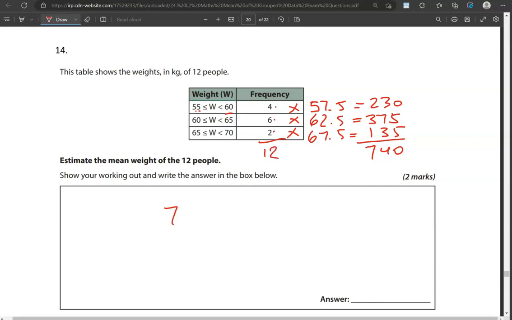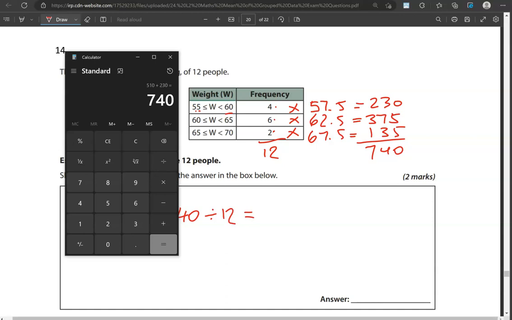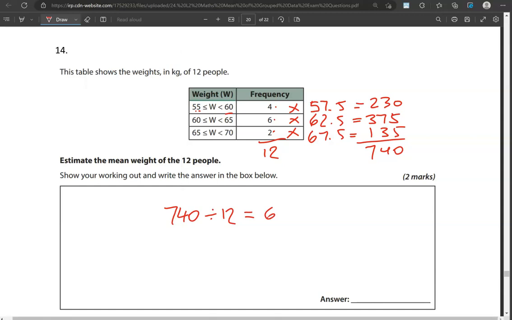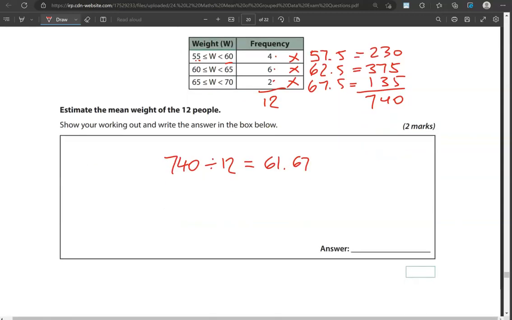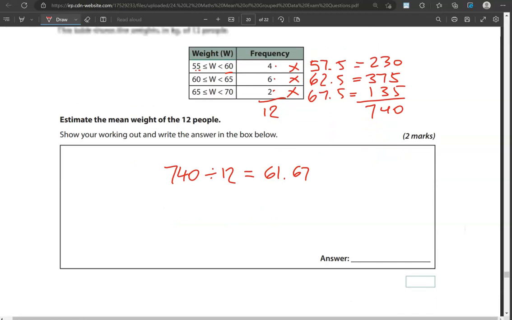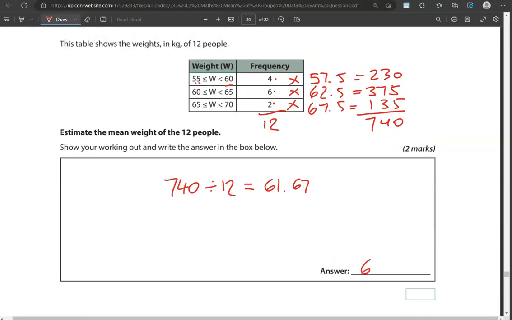So 740 divided by 12 gives us 61.67 to 2 decimal places. And that is the answer. 61.67 kilograms.